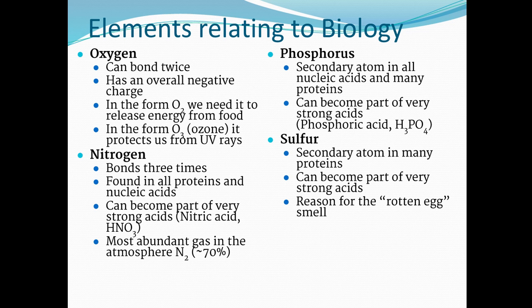The other 2 elements we're looking at are phosphorus and sulfur, which again are very important for things like nucleic acids and proteins. Their structure is just slightly different as atoms, and the way they bond is slightly different, which allows them to have different properties. So those 6 are going to be the most important atoms when we talk about living things.